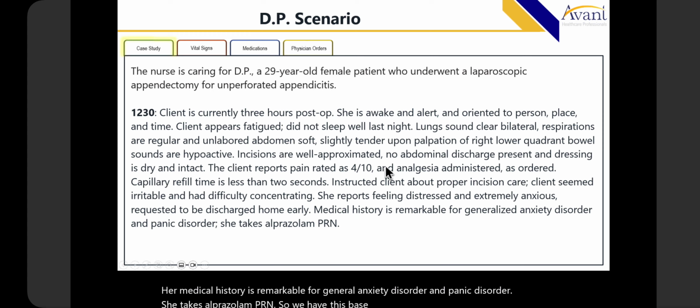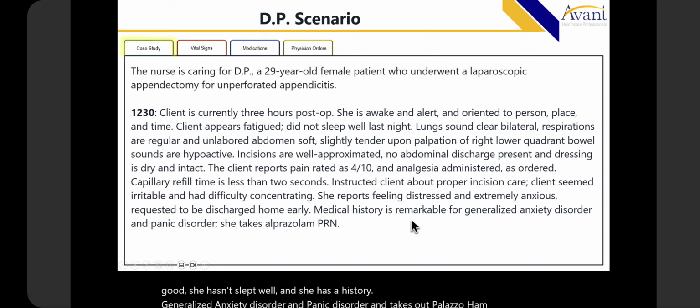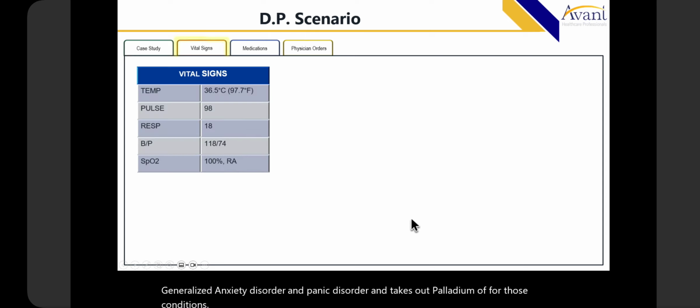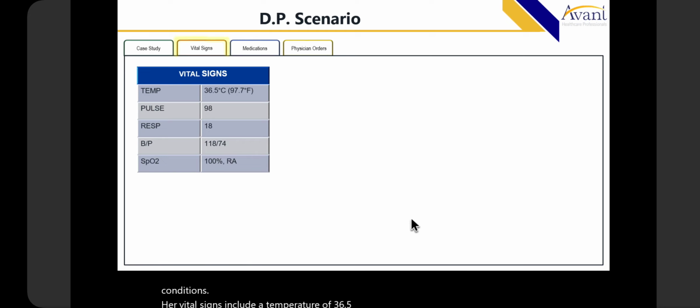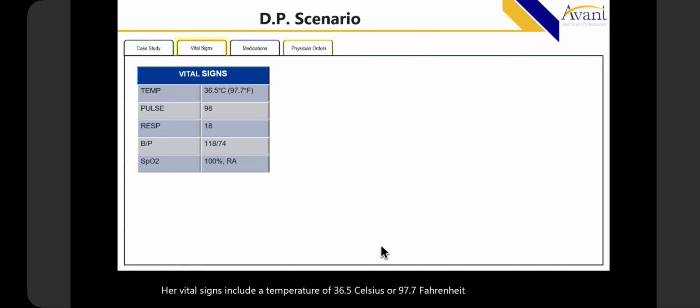Okay, so we have this basic post-op patient. Looks like things are the way they should be, day 1 post-op, but she's wanting to go home early. She's not feeling good. She hasn't slept well, and she has a history of generalized anxiety disorder and panic disorder, and takes alprazolam for those conditions. Her vital signs include a temperature of 36.5 Celsius or 97.7 Fahrenheit. Her heart rate is 98. Her blood pressure is 118/74, and her SpO2 is 100% on room air. Her medications are not given to us at this point, right?